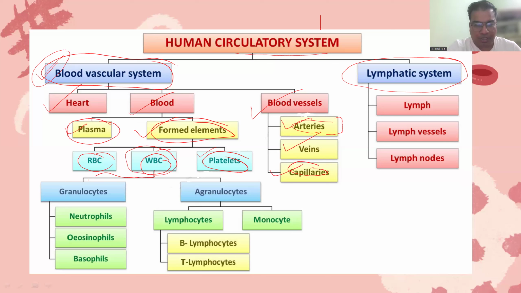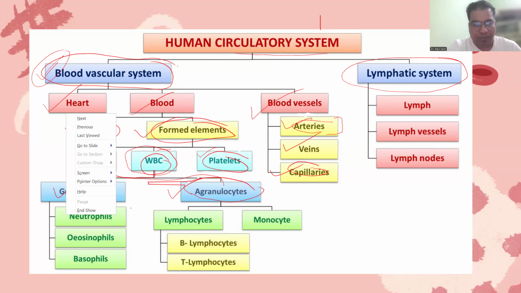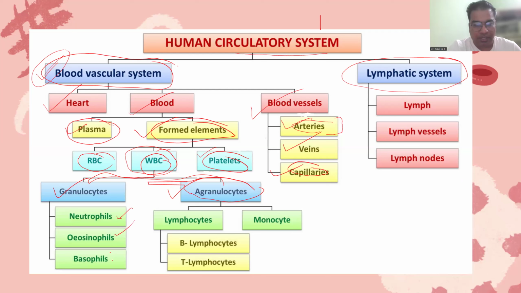This WBC could also be further classified into granulocytes, because of the presence of granules during staining, and agranulocytes, the absence of any granules. Now come to the granulocytes. It has three types: the neutrophil, eosinophil, and basophil. These names are given on the basis of staining properties. Neutrophils do not take any kind of stain, eosinophils have acidic stains, and basophils have basic stains. That's why they are categorized into neutrophils, eosinophils, and basophils.